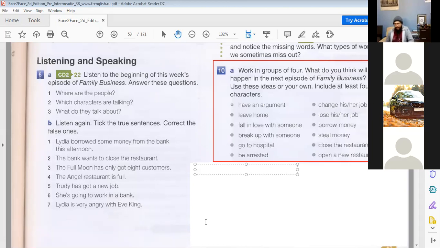Nick or Darren or Kathy or Trudy? And what's going to happen to Eve King? What's going to happen to the Full Moon? What do you think?